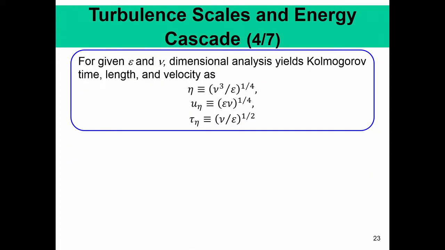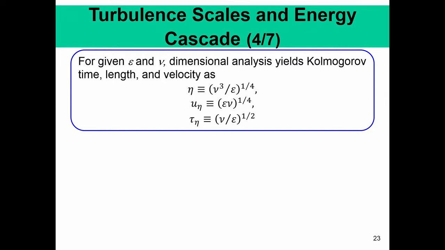Okay. And so, what does that mean? That means that if we consider the smallest scales of turbulence to be the Kolmogorov length scale, the smallest scale of velocity, the Kolmogorov velocity scale, and the Kolmogorov time scale, we can determine these only from kinematic viscosity and dissipation rate.